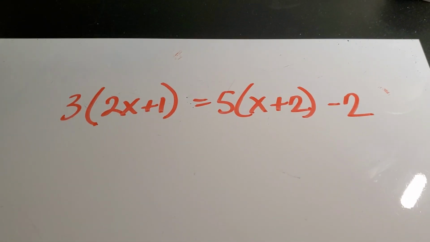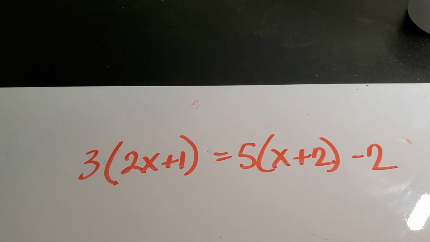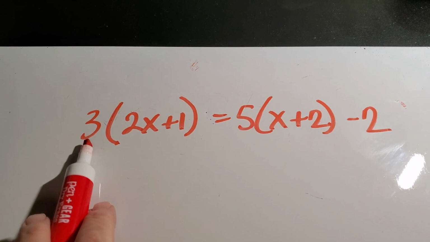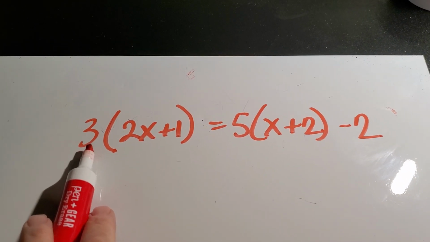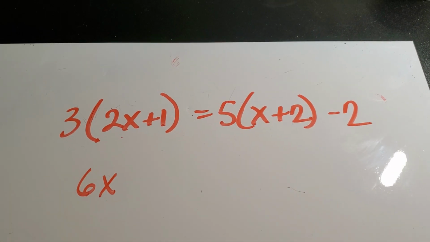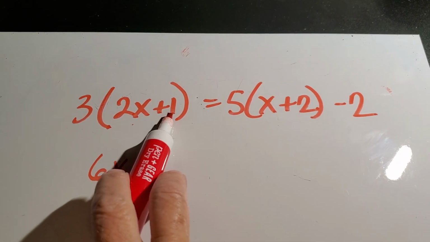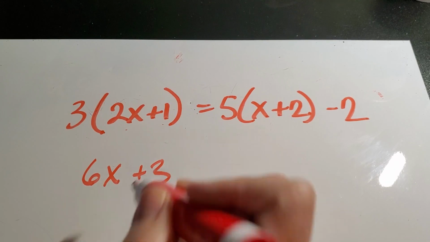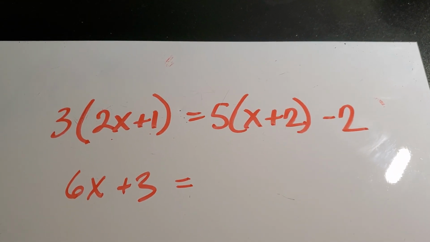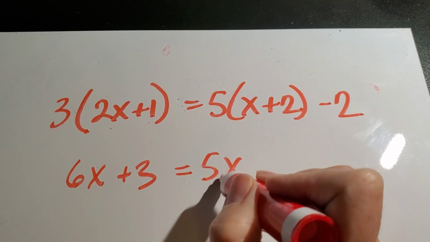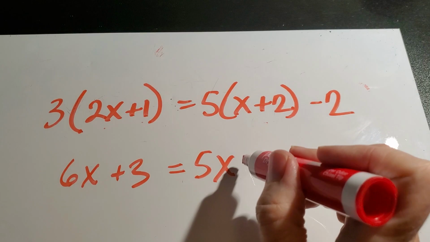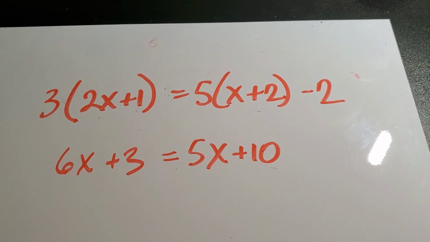Okay, we're going to do one more of these equations where we just have one kind of variable in it. We're going to start with the distributive property here. We're going to take 3 times 2x. That's going to be 6x. And we're going to take 3 times 1, so plus 3. And then we have equals. Then we have 5 times x, which is 5x, and then plus 5 times a positive 2 is 10, and then minus 2.